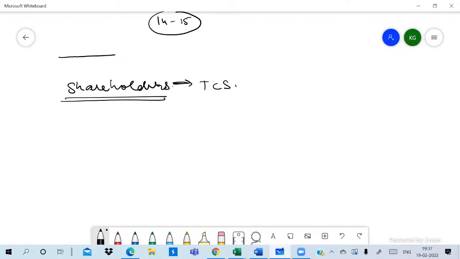Another situation, I'm a prospective shareholder. Currently, I'm not a shareholder of TCS. I don't have equity shares in TCS, but I'm looking at TCS. I want to figure out whether TCS is a good company or not. If it's a good company, then I'll buy the shares of TCS. If it's not a good company, I'll stay away from TCS. So shareholders could be the existing shareholders or future shareholders. That's your prospective shareholders. Then maybe another category would be research analysts.